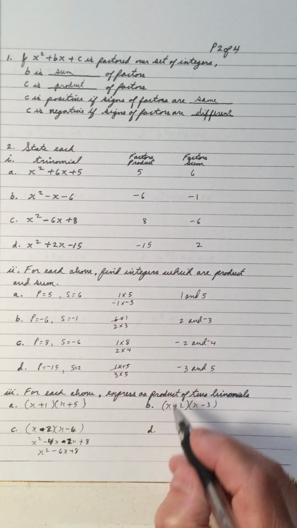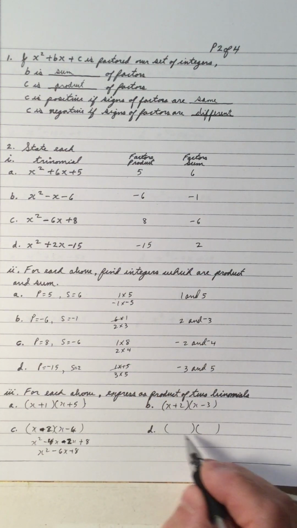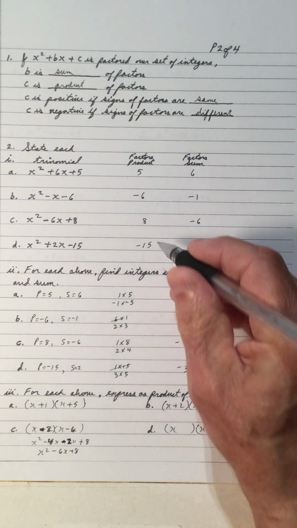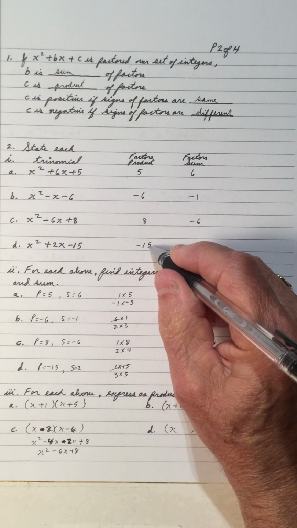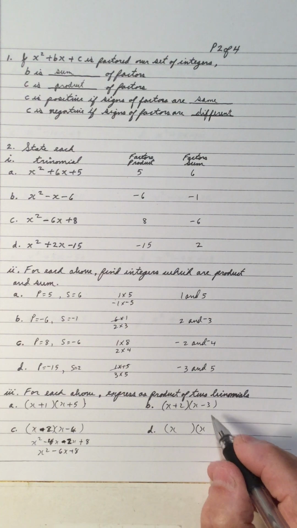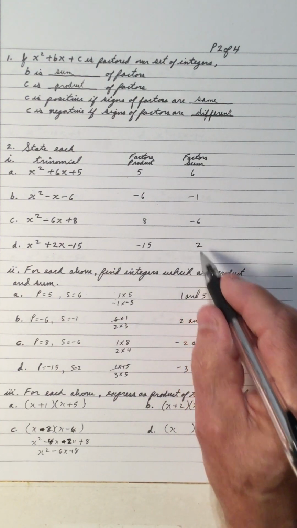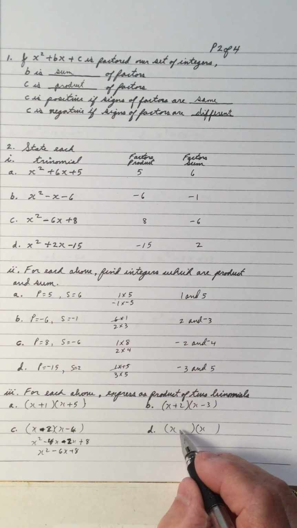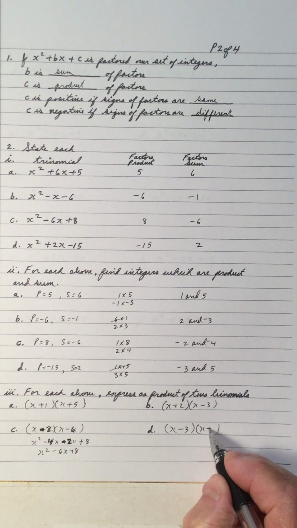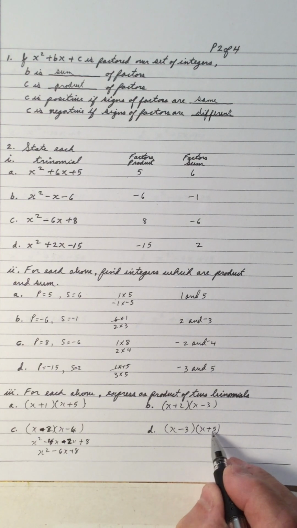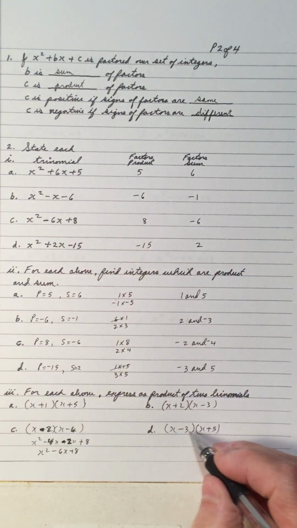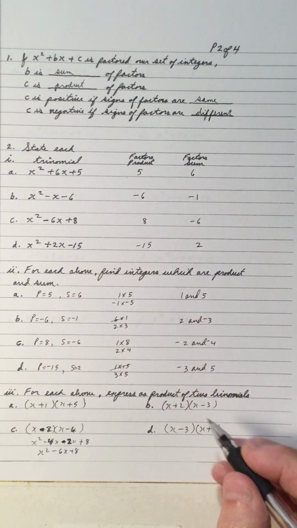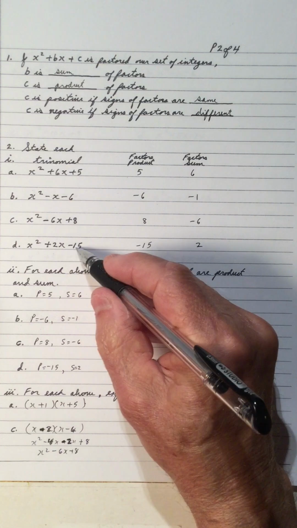And the last one, let's do this one correctly. Make sure I got an x and an x. And the product is negative 15. But remember now, the sum is 2, so these are the factors. So I got a negative 3 plus 5. Multiply, negative 15. Add, plus 2. And again, if we did the FOIL on that, you would get this trinomial.